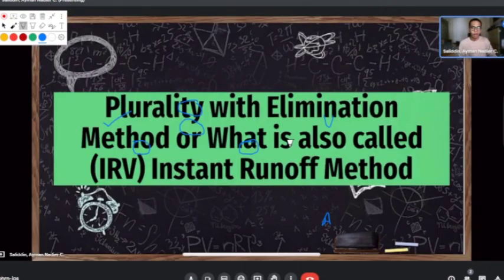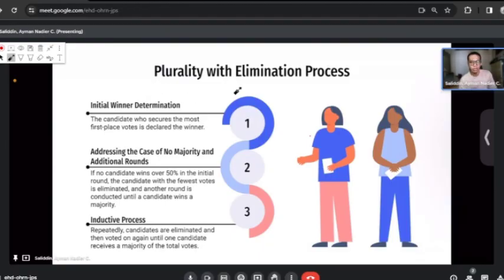Next, we're going to be talking about the plurality with elimination method, or what is also called IRV, or instant runoff method. All right, so with the plurality with elimination process, or IRV, here's how it works. Basically, it is the same as plurality, but this time we're going to care about the majority of votes. So unlike the plurality method, where we only care about the first choice votes, here we will also care about the majority rule.